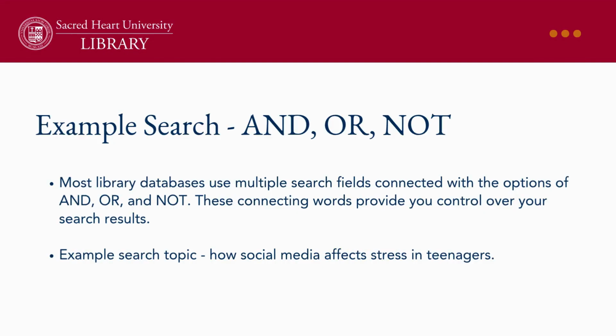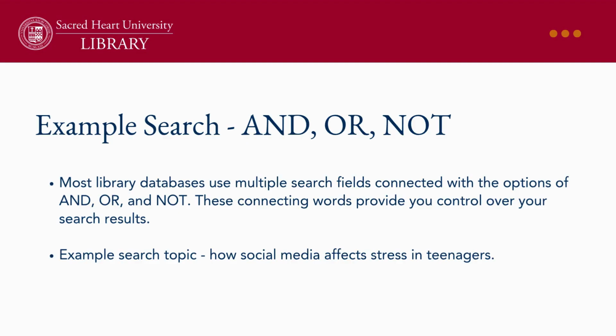Also, something very important to know is that most library databases are set up using multiple search fields connected with the options of AND, OR, and NOT. These connecting words will provide you with control over your search results. We'll do an example search topic using how social media affects stress in teenagers, where social media, stress, and teenagers will be our keywords.